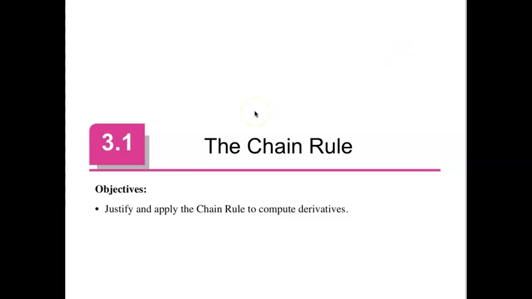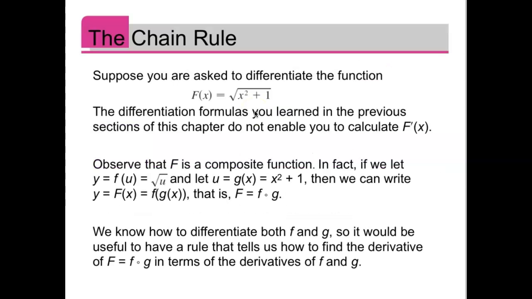All right, so the chain rule. What is it? Suppose we want to differentiate a function that looks like this. You don't need to write down everything on this page. I'm just kind of introducing the concept here. But if we had a function that looks like that, the square root of x squared plus 1, right now we don't have a rule that will allow us to do that.